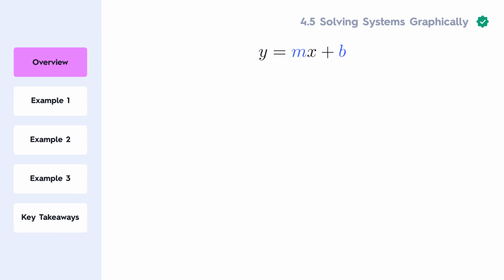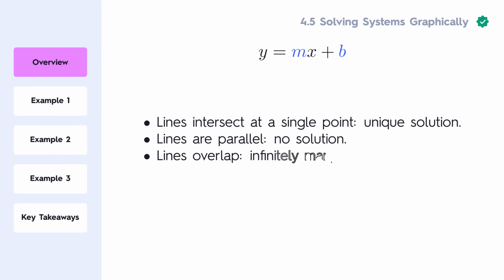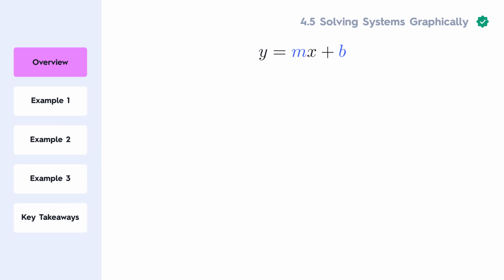There are three possibilities when graphing systems of equations. The first includes the lines intersecting at a single point, meaning there's one unique solution. The second possibility is when the lines are parallel and never meet, so there's no solution at all. And finally, the third possibility involves the lines overlapping entirely, providing infinitely many solutions. Now that we know what to look for, we're ready to try some examples to see how this works in action.